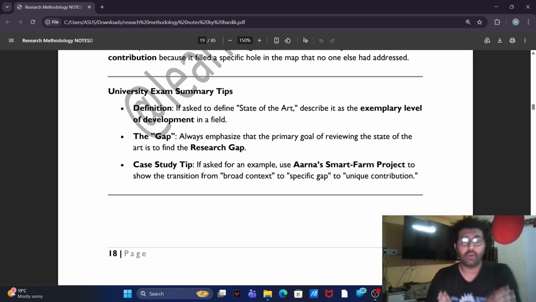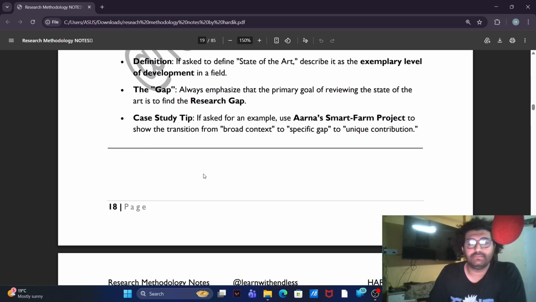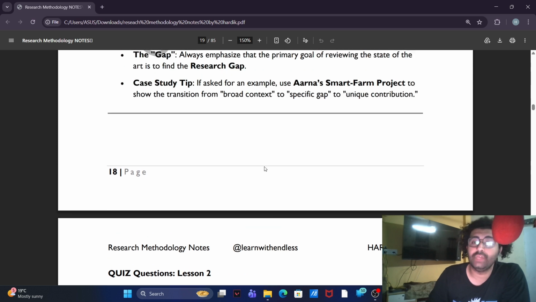The gap. Always emphasize that the primary goal of reviewing the state of the art is to find the research gap. Case study tip. If asked for an example, use Anna's Smart Farm project to show the transition from broad context to a specific gap to a unique contribution.